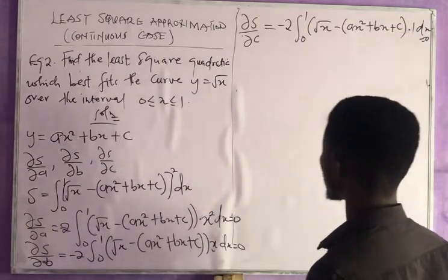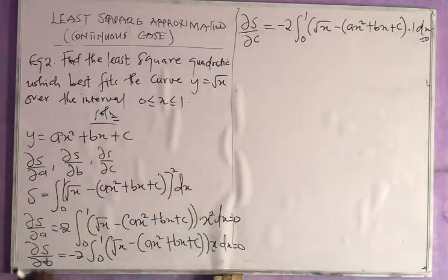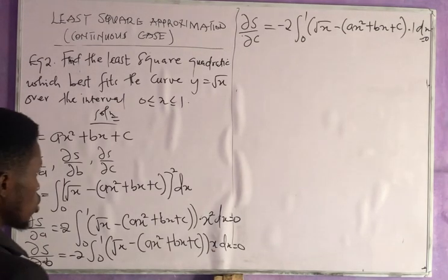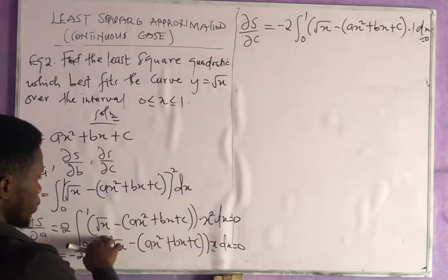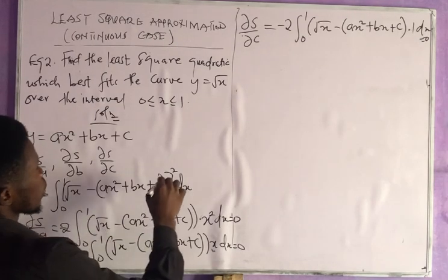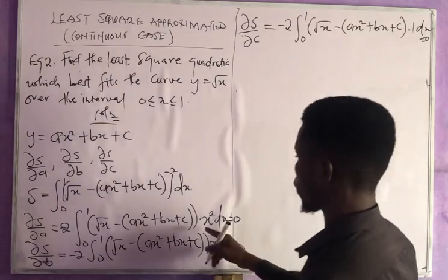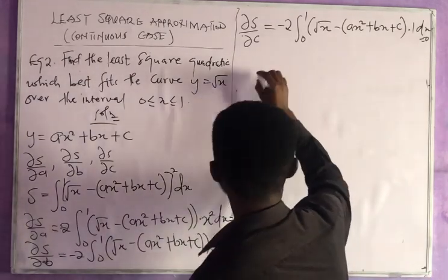0. Alright, now let's come back to the one with respect to a, the partial with respect to a. You see, I can multiply through by the x squared. But this root x, you have to change it to what? x to the power half, so that you can do the multiplication. So let me do that.